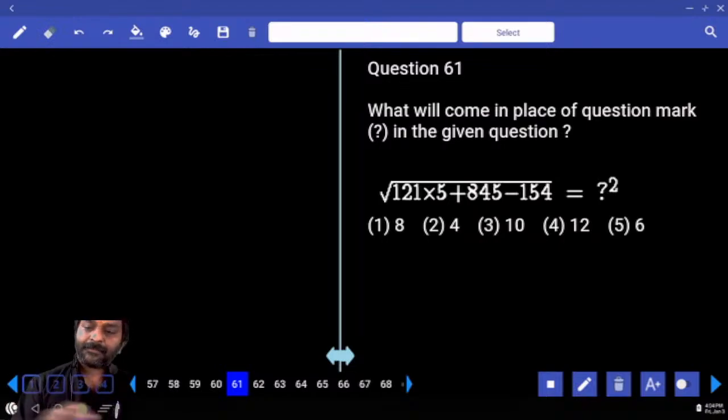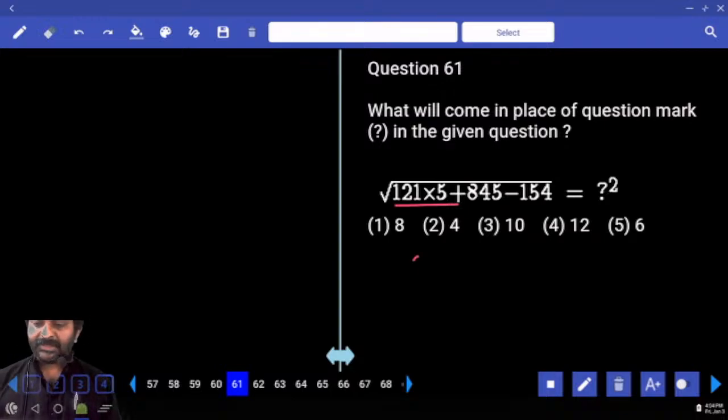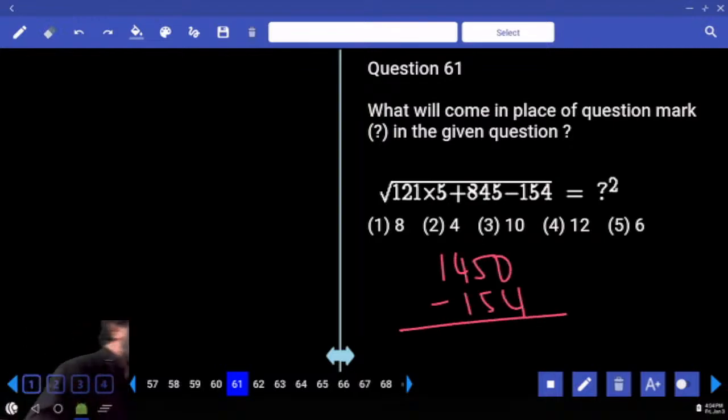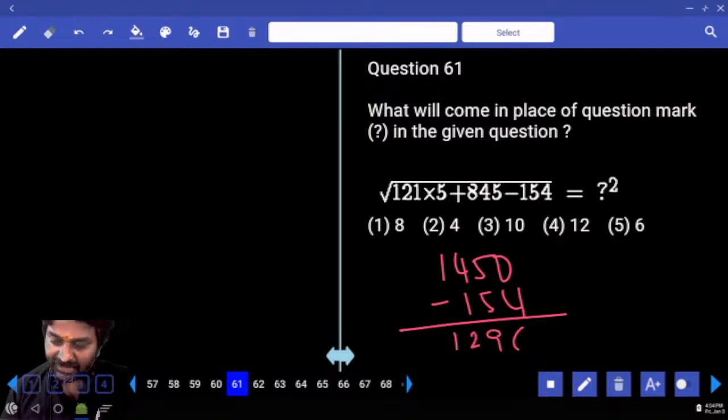Multiple options are there. Chalo. 121, 5 times, 605 plus 845, 1450. 14 minus 154. First subtract 150, then we can subtract 4. Okay? Subtract 150, 1300. Now subtract 4, 1296 under root value.